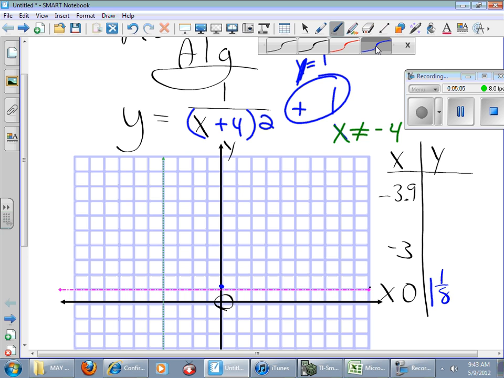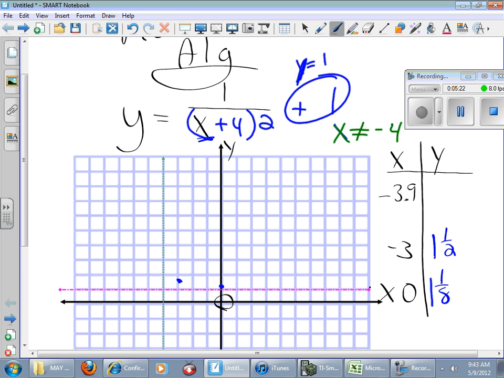1 times 2 is 2. 1 over 2 is 1/2. Plus 1 is 1/2. All I'm doing is plugging the value in there and doing the math in my head. If you need to do it on paper, that's fine, but it's really not that difficult to do. All right, so it looks like 1/2 is going to be there.